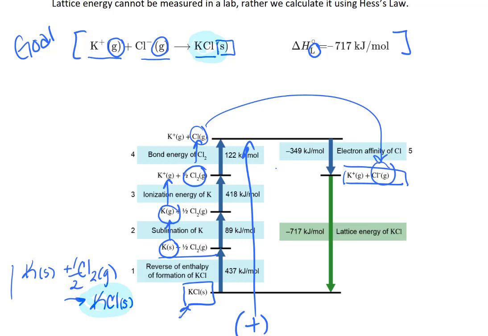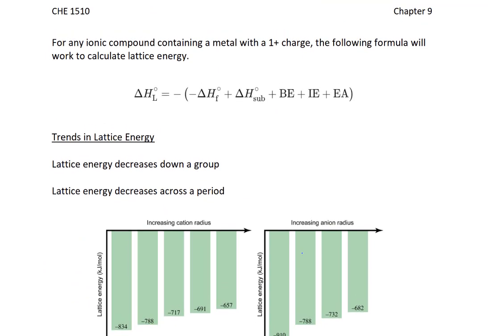So once we take all of these components and put them together, the difference is going to be the lattice energy. So again, this process is called the Born-Haber cycle. It looks pretty intimidating until it gets summarized. And so now, as we look at the summary, there's an equation that we can use. This equation is going to work with any ionic compound that contains a metal with a 1+ charge. And this is going to be the formula to calculate the lattice energy.